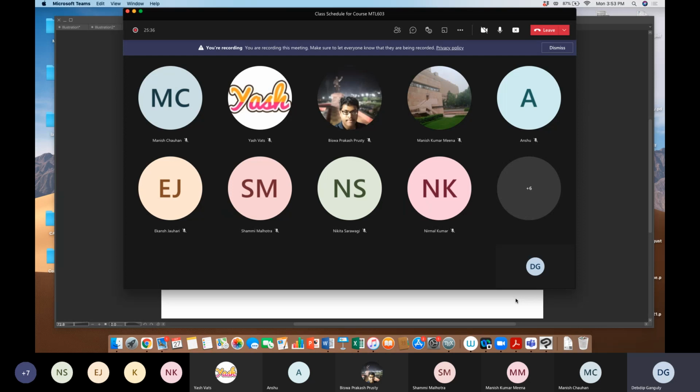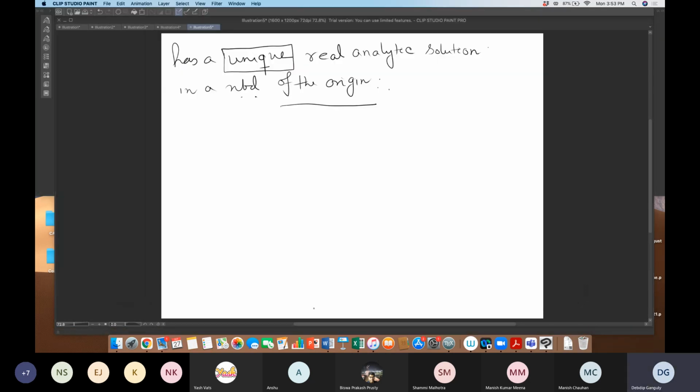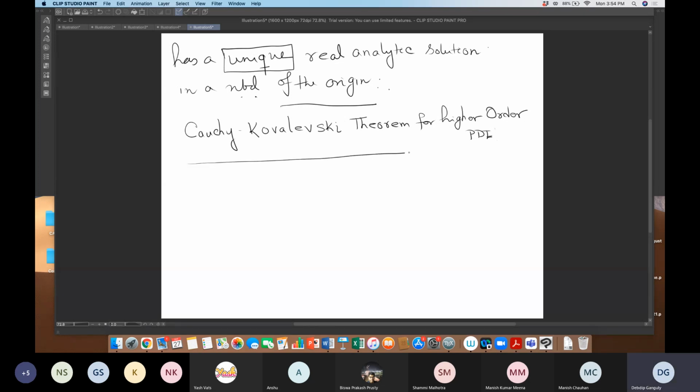Okay. Let me do today the Cauchy-Kovalevsky theorem for higher order PDE. First, let us do an example. Let us start with an example.